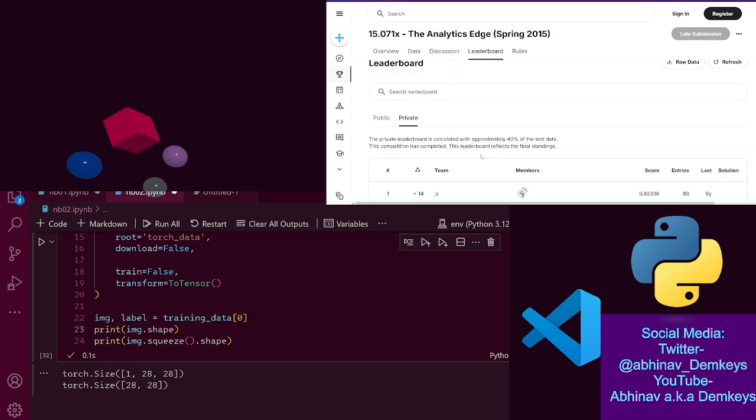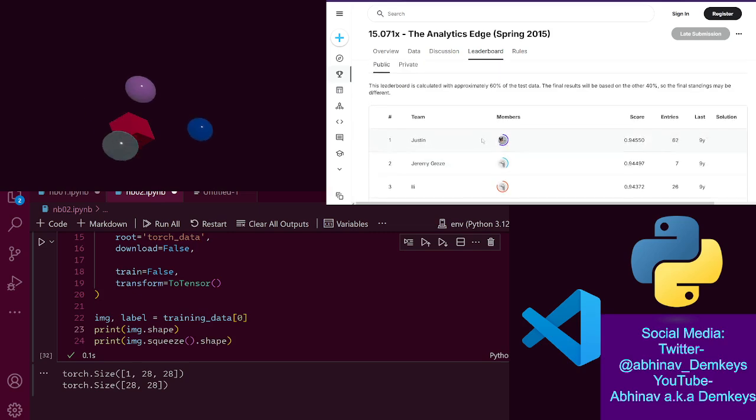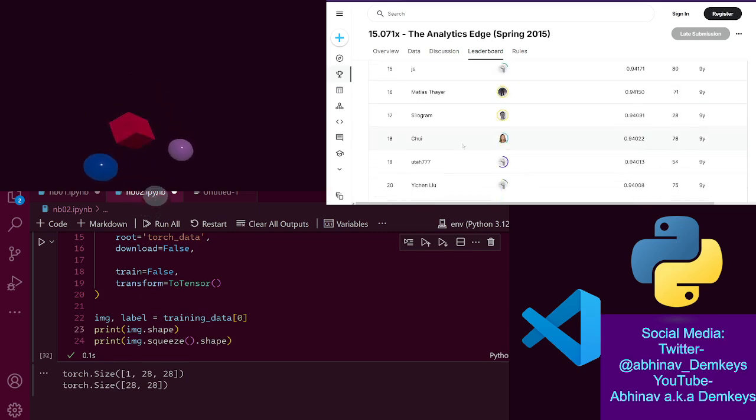The private leaderboard is calculated with approximately 40% of test data. This competition is completed. This leaderboard reflects the final standings. Okay, what is public? This leaderboard is calculated with approximately 60% of the test data. The final result will be based on the other 40%, so the final standings may be different. Which one should I be going for?